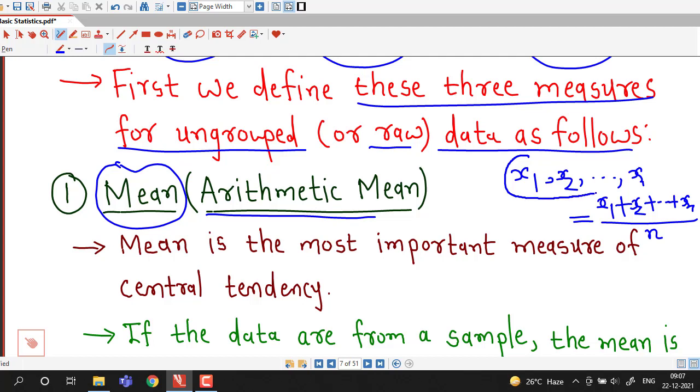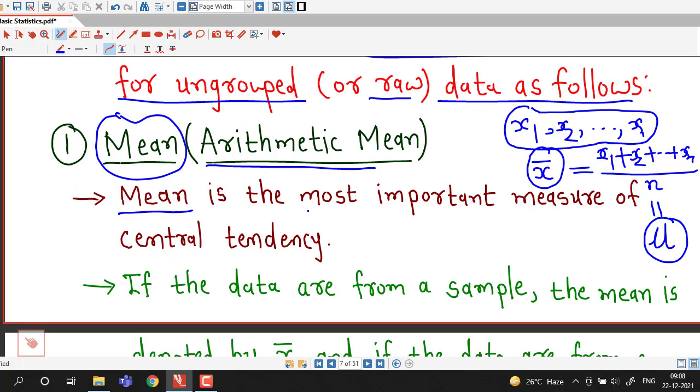Mean of given observations equals the sum of all the observations divided by the number of observations. Now suppose these observations are coming from a sample, then the mean is known as the sample mean and it is denoted by x bar. And if these observations are coming from a population, then the notation for the mean of the population is mu. So remember these notations. X bar is the notation for sample mean, and for population mean the notation is mu. This is the Greek letter mu. The definition is the same. We have to add all the possible values given and divide by the number of observations.